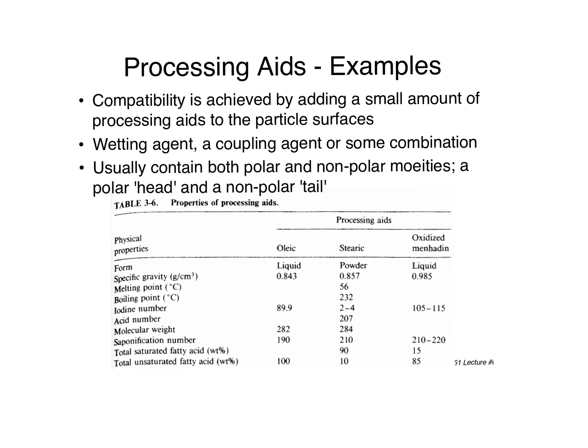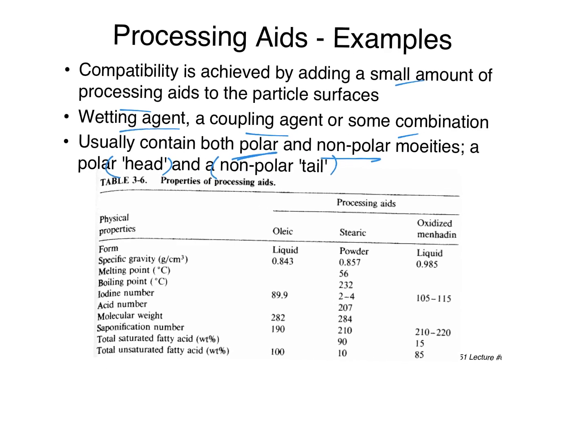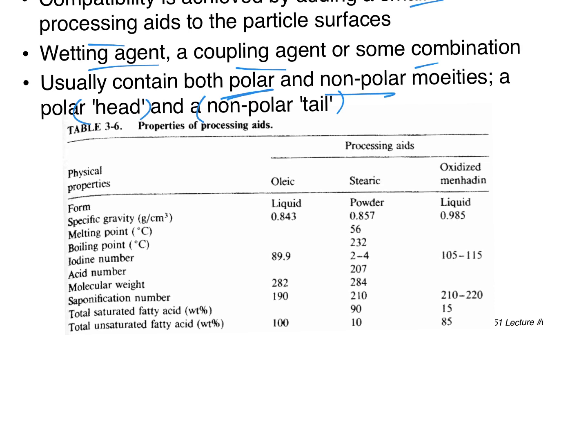So processing aids. Compatibility is achieved by adding small amounts of processing aids, a wetting agent, a coupling agent, or some combination. Usually they contain both polar moieties, and you saw this, the carboxylate, and non-polar, the polyethylene, moieties. And we talk about having a polar head and a non-polar tail. And these are some examples of very widely used processing aids.